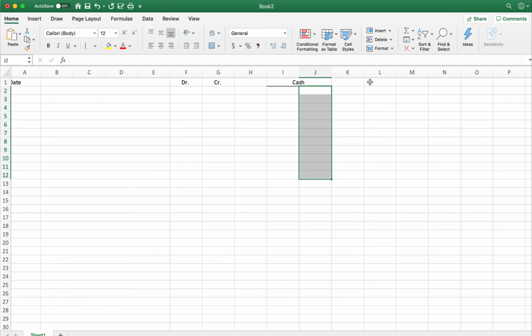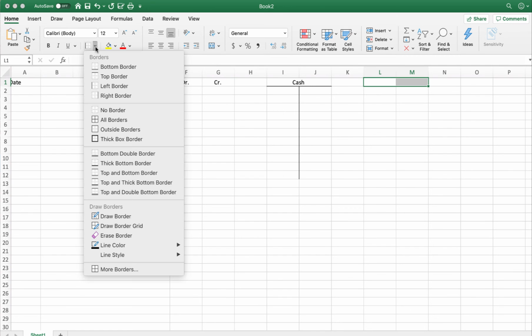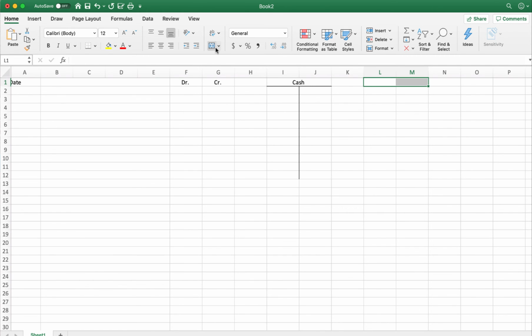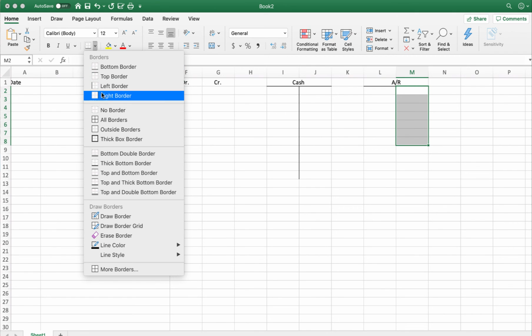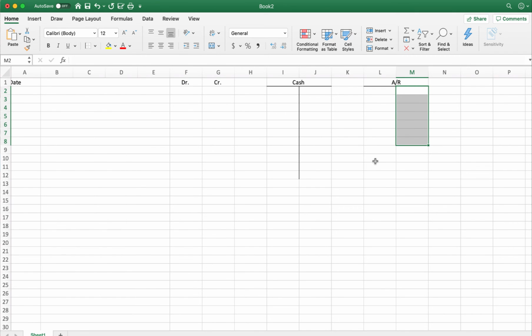Okay, and then the next account they tell us is AR, or accounts receivable. So I'm going to put in my bottom border. I'm going to merge and center these. I'm going to type A/R. Again, just for simplicity purposes, I'm just going to use the abbreviation. Left align. So that's the first one.